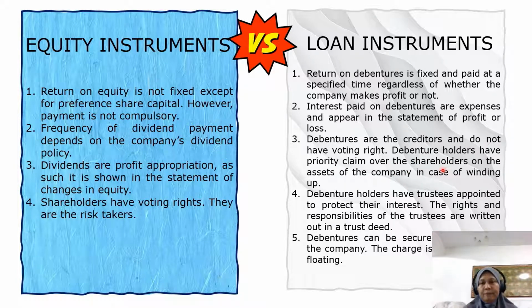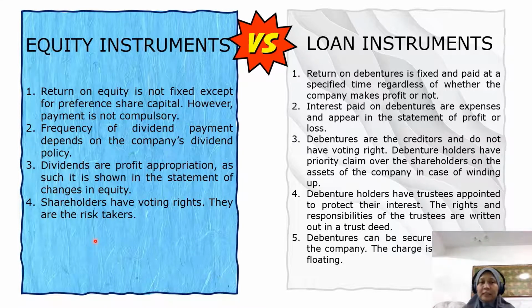Then debenture holders have trustees appointed to protect their interests. Shareholders have no one appointed to protect their interests. The rights and responsibilities of the trustees are written in a trust deed. The last one: debentures can be secured to assets of the company. The charge is either fixed or floating. Compared to equity instruments, which cannot be secured to assets of the company.